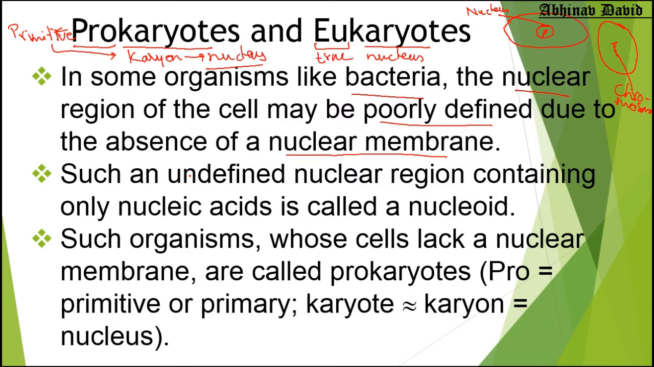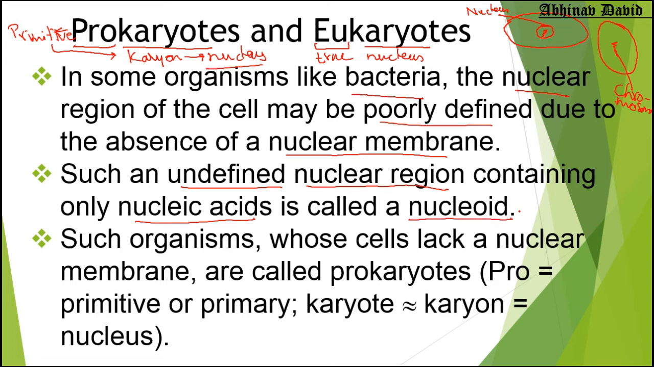Such an undefined nuclear region, meaning one which cannot be defined, can be defined only when the nuclear membrane is present, but without the nuclear membrane it cannot be defined. It contains only nucleic acid. What is nucleic acid? DNA or RNA, deoxyribonucleic acid or ribonucleic acid, and that nuclear region is called the nucleoid.